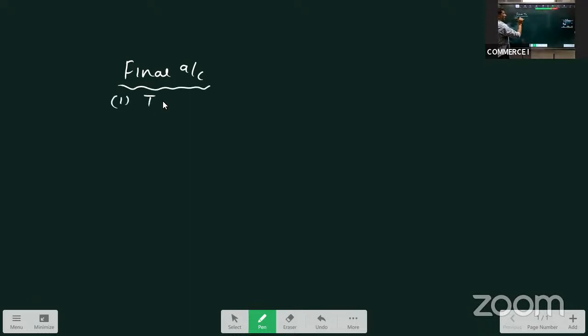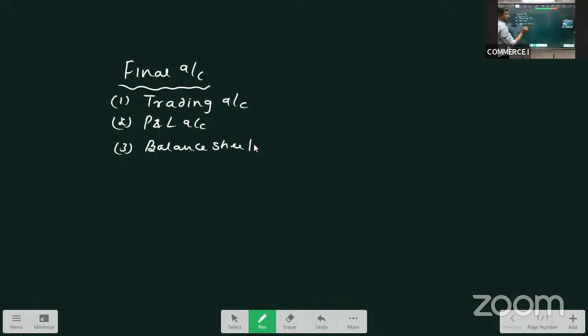Day before yesterday, we started final accounts. That is the last step in the accounting process, or the accounting cycle. I told you the final accounts of a sole proprietor comprise three things, or are prepared in three steps. One is the trading account, the second is the profit and loss account, and the third is a statement called the balance sheet.